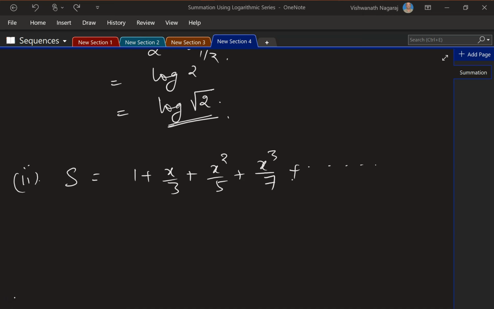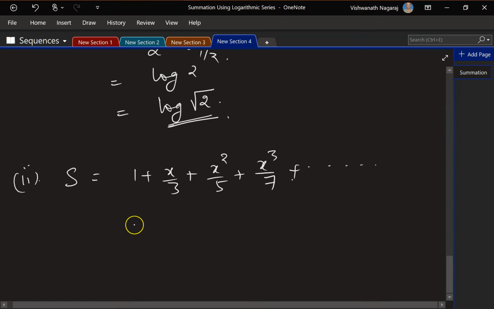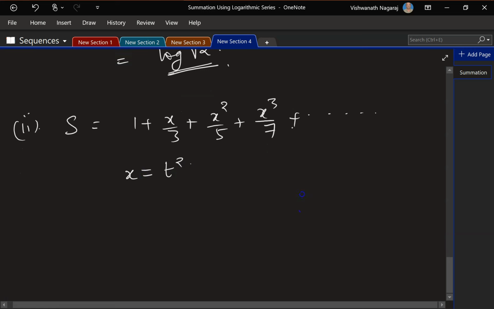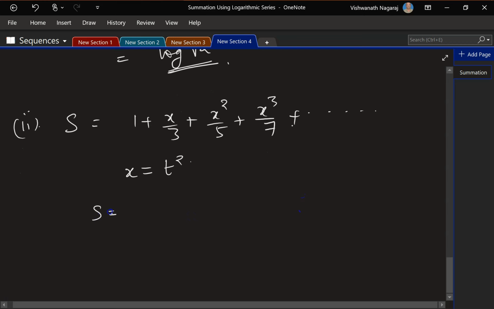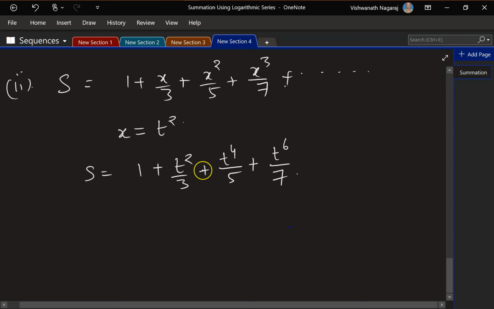So here we have 5, so on top it should be x to the power of 5. Here it is 3, we should have x to the power of 3. So we have to increase the power of x. So let's say x is equal to t square. So if we do that, what happens to this? 1 plus t square by 3 plus x square will be what? t4 by 5 plus t6 by 7, right?